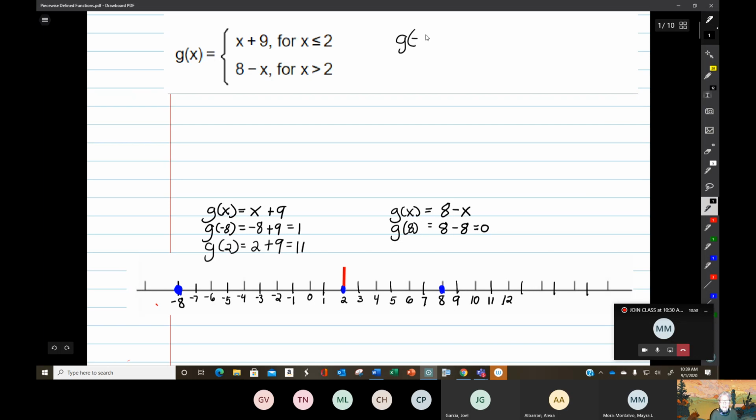G of -8 equals 1. G of 2 equals 11. And g of +8 equals 0. Given that you have a piecewise defined function, you have a piece over here, x plus 9, over to the left of 2, or equaling 2, and you have a piece of g of x that exists over to the right of +2.